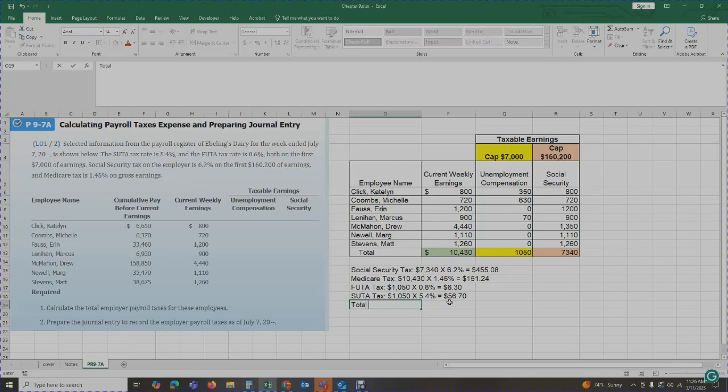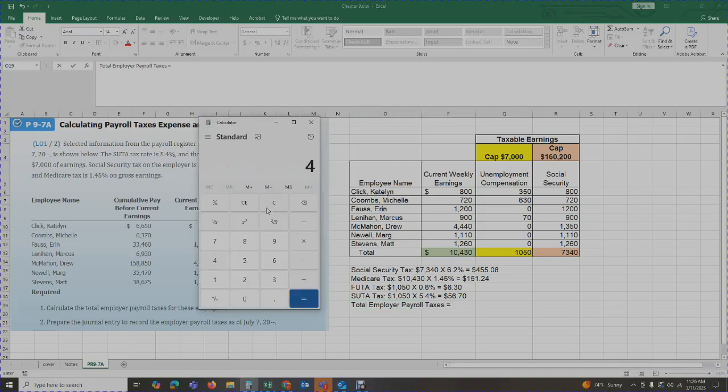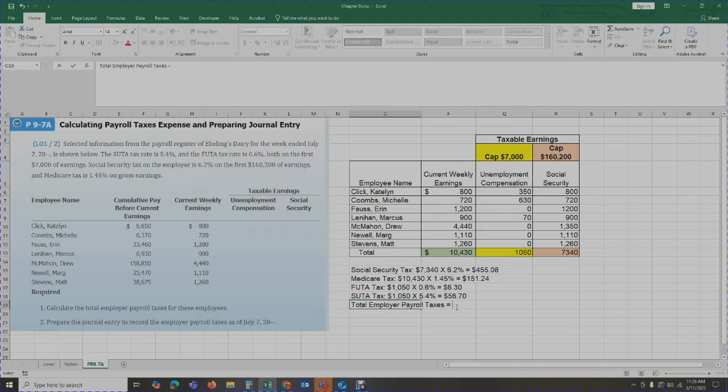So now we can get our total employer payroll taxes. This is what the employers are responsible to pay. We're going to add up all of the amounts: the 455.08 plus the 151.24 plus the $6.30 and the 56.70, and that gives me 669.32. That is the total amount of payroll taxes the employer has to pay. So this is my tax calculation.